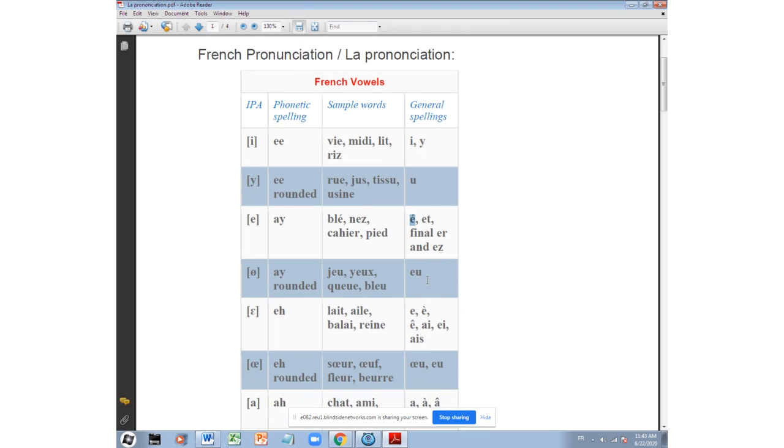EU combination, which is a compound vowel. So in those words, we have sample words. So we say je, que, bleu. Not blue, but bleu. I repeat, je, que, et bleu.